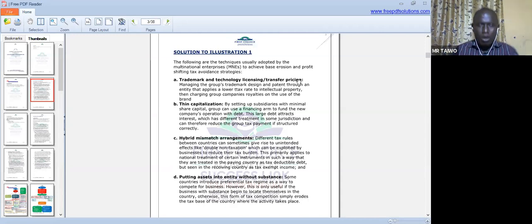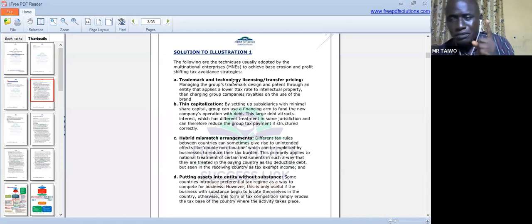When we say trademark and technology licensing and transfer pricing, it's more of, if you have a multinational operating in different countries, they will designate a particular division. Let's say, for instance, they have 5 divisions spread across 5 countries: Nigeria, US, UK, Zimbabwe, and Uganda. They can identify the division in Uganda and say that it will handle the trademark, the franchise, the licensing, the patent, the brand, everything that relates to the brand, the patent, the trademark of the organization, on behalf of the other divisions. I hope you're getting me now.